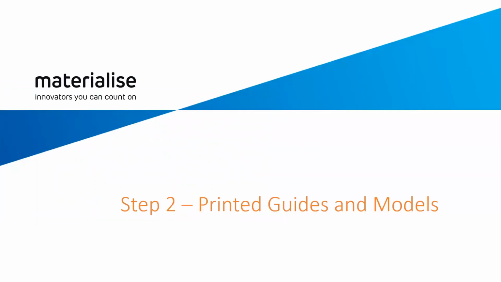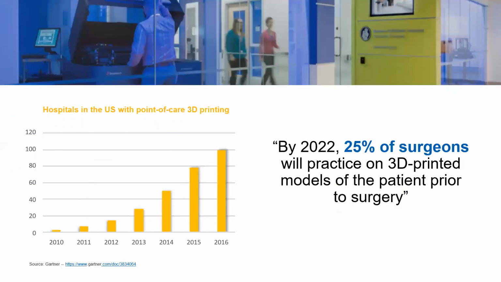Step 2 is printing guides and models. 3D printing at the point of care, as we've discussed, is a big trend and is only growing. And it's driven by clinicians and industry in particular, aiming to improve the level of personalisation of complex cases. For example, where a lot of this was driven from originally is in paediatric trauma and complex cardiovascular anatomies. 3D printing at the point of care really started with a few pioneers that we work quite closely with, for example, at the Mayo Clinic and the Boston Children's Hospital.